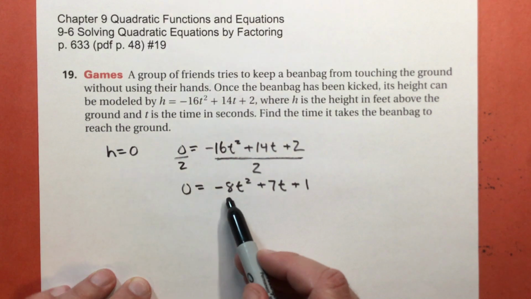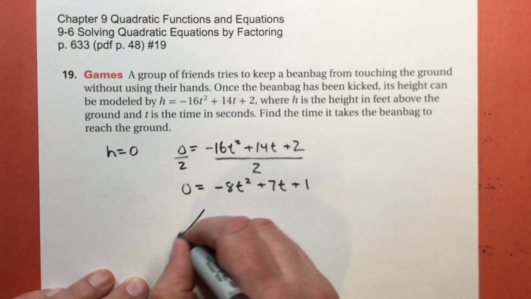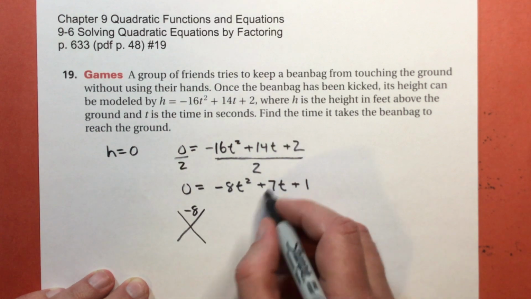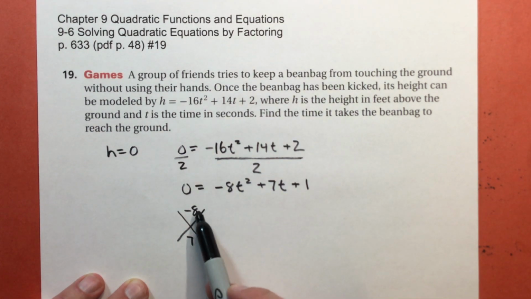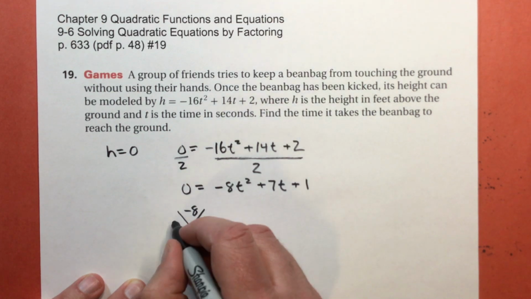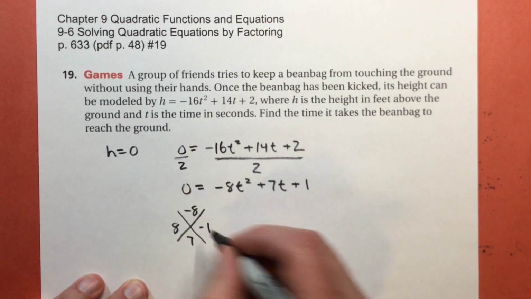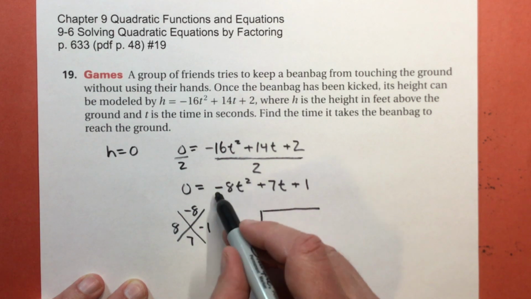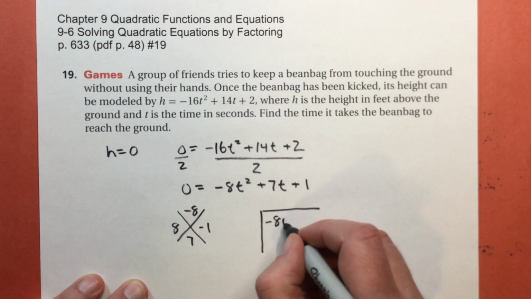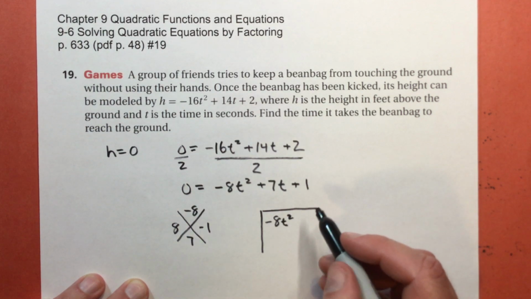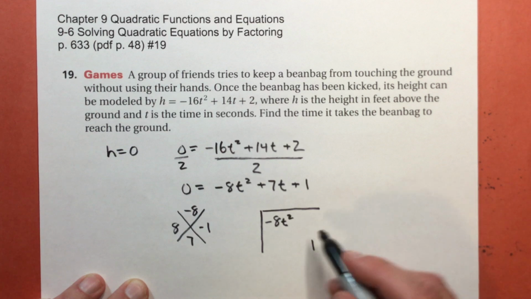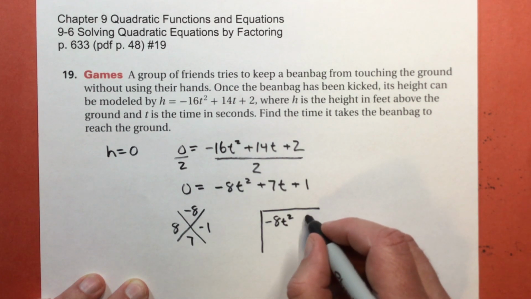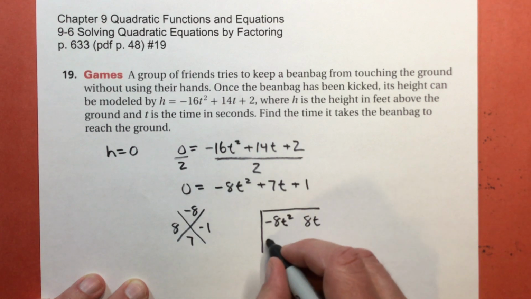I still have this negative 8 here, so I'm going to use my diamond method. Negative 8 times 1 is negative 8, and I put my 7 here. What two numbers multiply to give negative 8 but add to give 7? I think that'd be positive 8 and negative 1. I'm going to make my multiplication chart. The negative 8t squared goes here, the 1 goes down in this corner, and these two corners are the two numbers I just found, multiplied by t. So I get 8t and negative 1t.